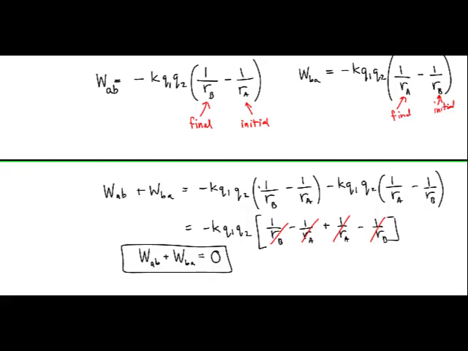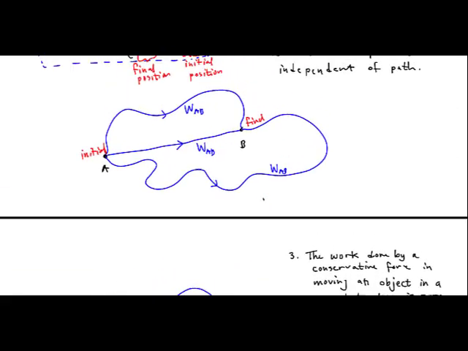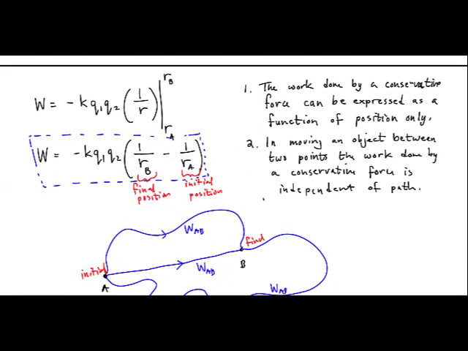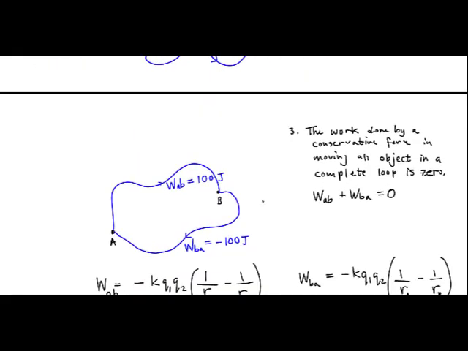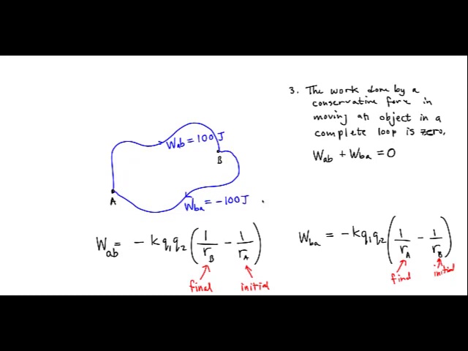The Coulomb force has these properties of a conservative force: the work done can be expressed as a function of position only; in moving one of the charges between 2 points, the work done is independent of path; and finally, in moving the charge in a complete loop, the total work done is 0.